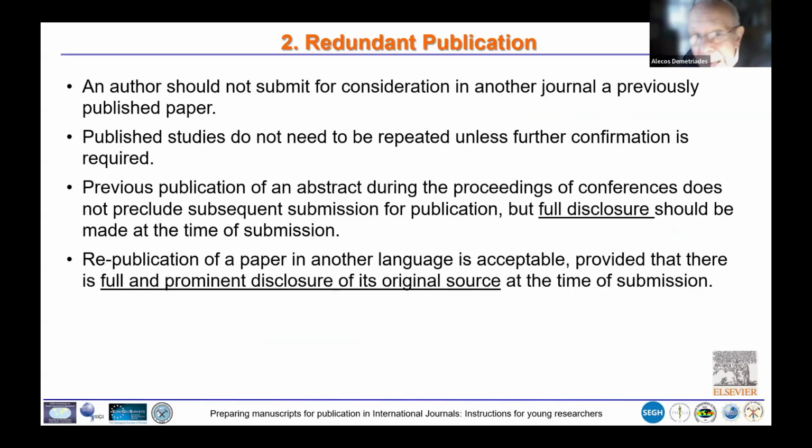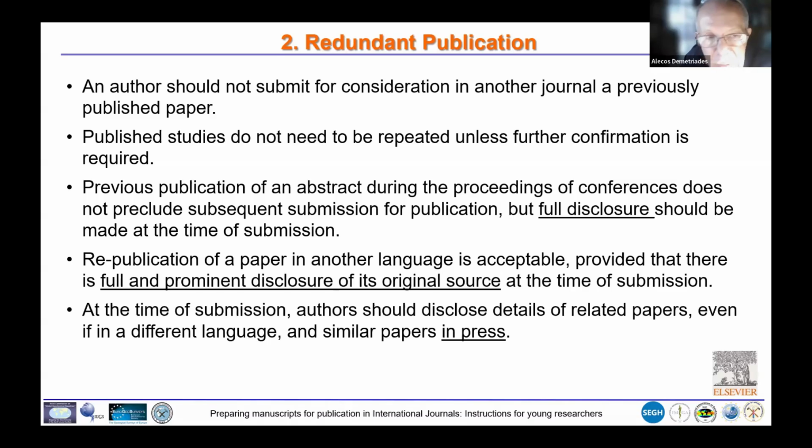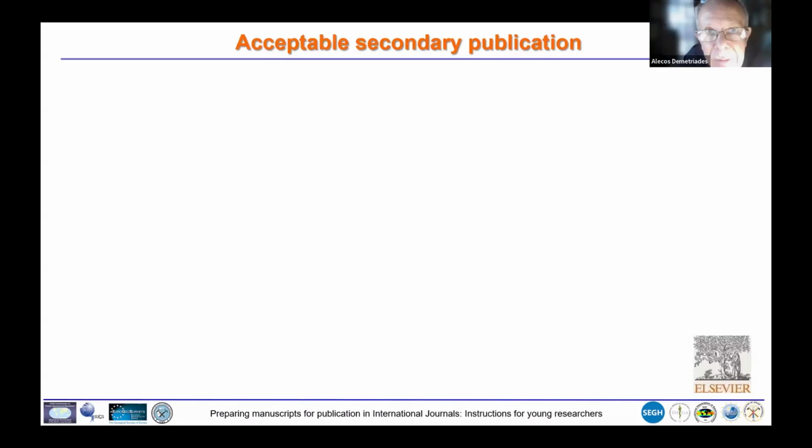Republication of a paper in another language is acceptable provided that there is a full and prominent disclosure of its original source at the time of submission. At the time of submission, authors should disclose details of related papers, even if in a different language, and similar papers in press.